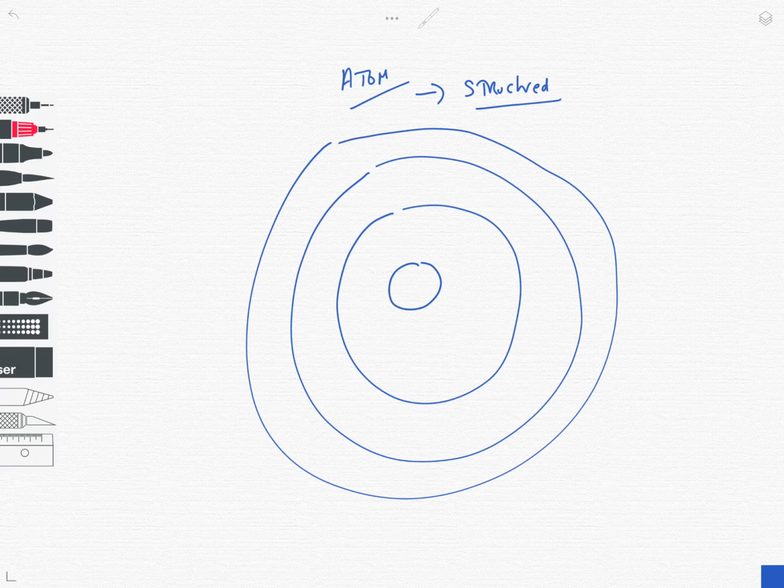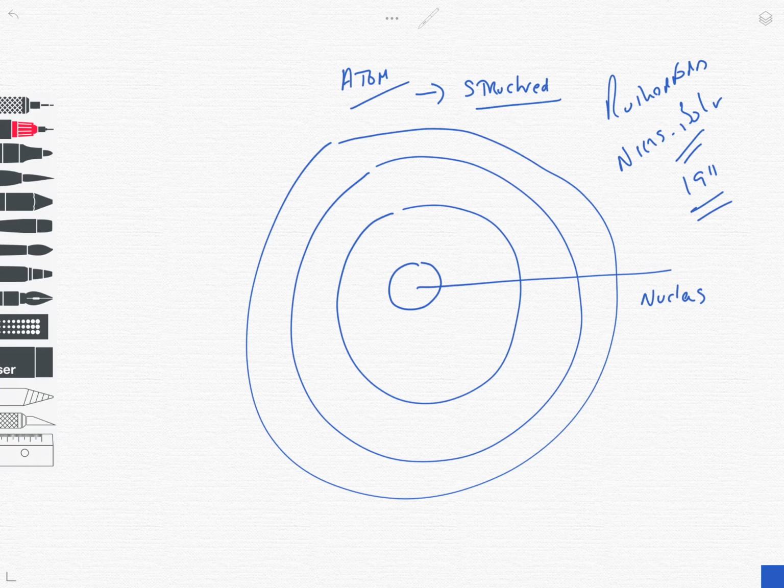by Rutherford and Niels Bohr, okay, back in 1911. And what they said is the atom is composed of a nucleus, and around the nucleus are a series of electrons, and those electrons move around the nucleus in a series of orbitals or shells.